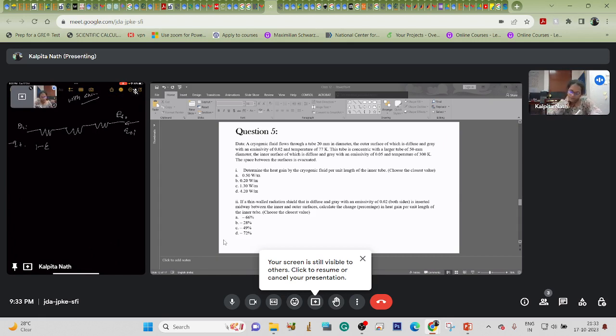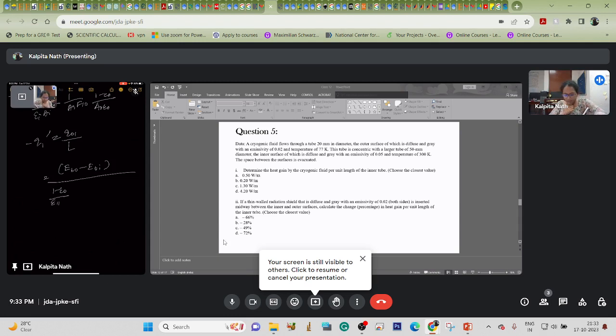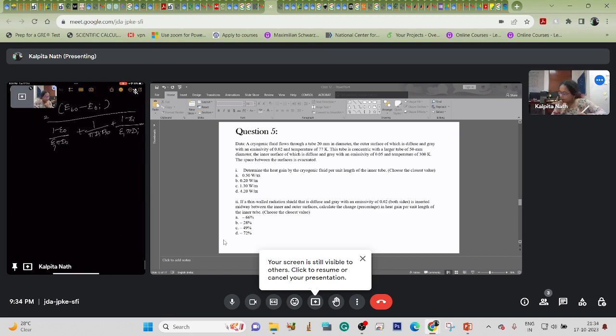So heat comes from the outside to the inner side. This is the inner side, epsilon I. This is 1 upon A_i F_i0, and this is epsilon 0 for the outer surface, A_0 epsilon 0. The net heat gain per unit tube length, minus Q1 dash, is Q_0 1 upon L, which is E_b0 minus E_bi upon (1 minus epsilon 0) upon (epsilon 0 pi D_0) plus 1 upon (pi D_i F_i0) plus (1 minus epsilon I) upon (epsilon I pi D_i). Now area is equal to pi D L.